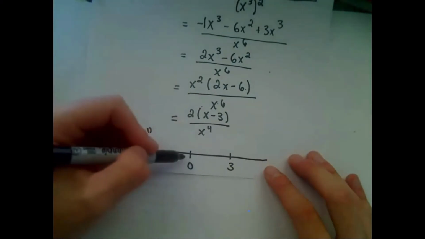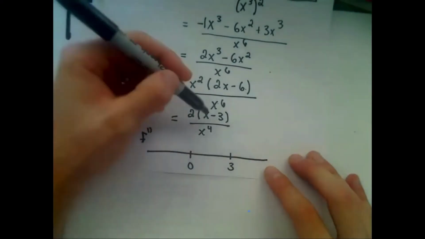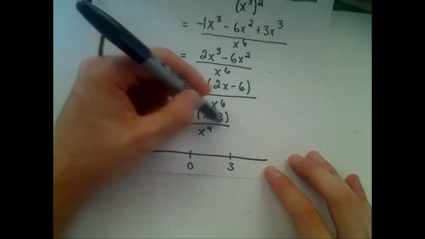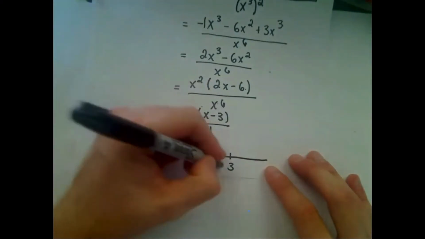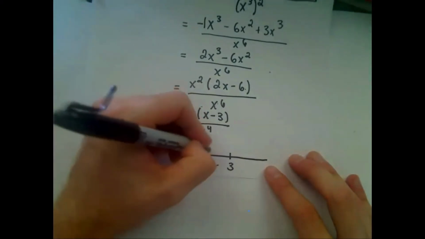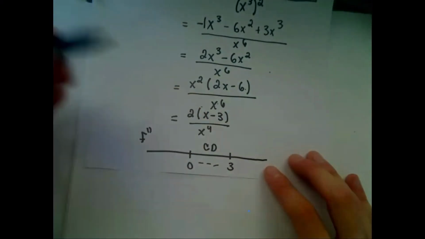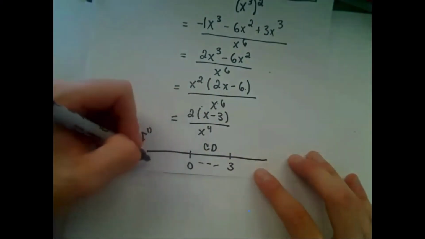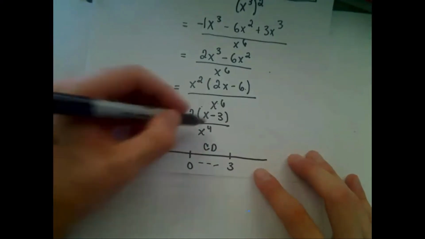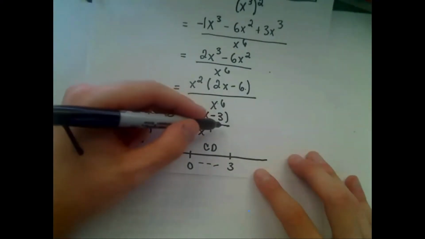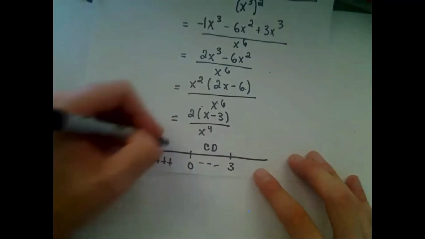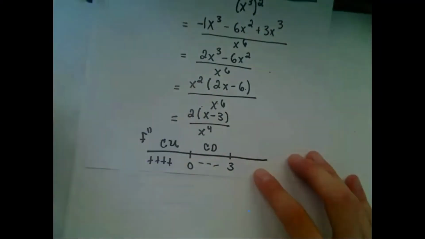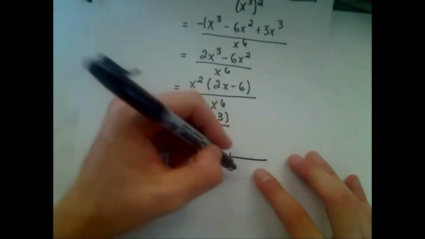Same thing. Notice if we take a number between 0 and 3, maybe we can use 1. It looks like the numerator is going to be negative. The denominator is going to be positive. So the sign's negative, and that means it's concave down on that interval. If we take a number smaller than 0, say negative 1, it looks like the numerator is going to be positive. The denominator will be positive. The sign is positive. That means the graph is going to be concave up on that interval.